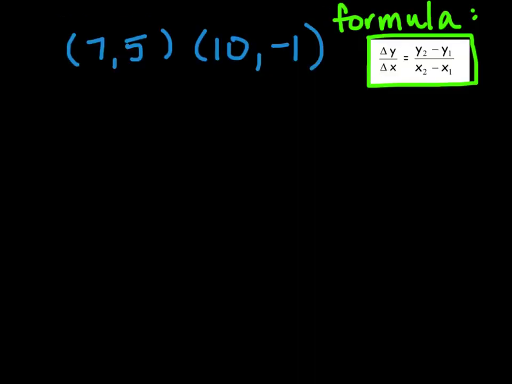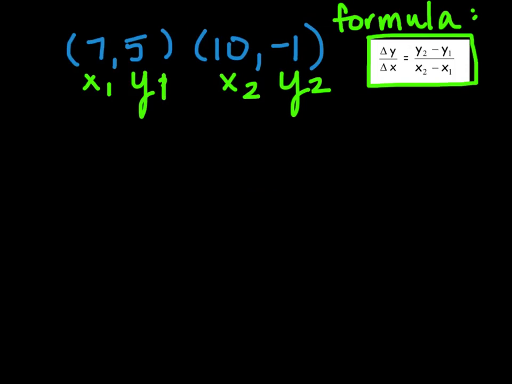So if I'm given 2 points, like 7, 5, and 10, negative 1, I can label them x1, y1, x2, y2, and use them in this equation to find out the slope. So let's do that. So again, we know that in every coordinate we have an x and a y, so I'm going to label that to start with. It really doesn't matter, but we'll just label this one x1 and y1 since it's the first one, and then this second one will be x2 and y2.